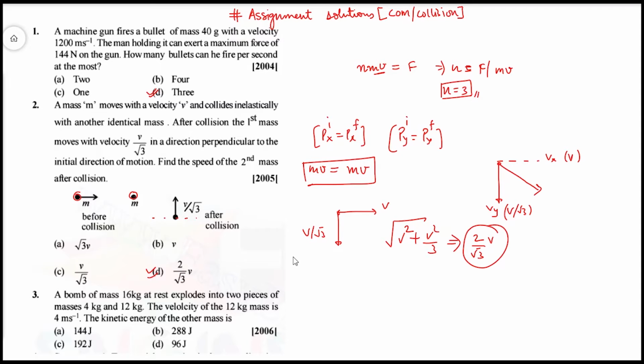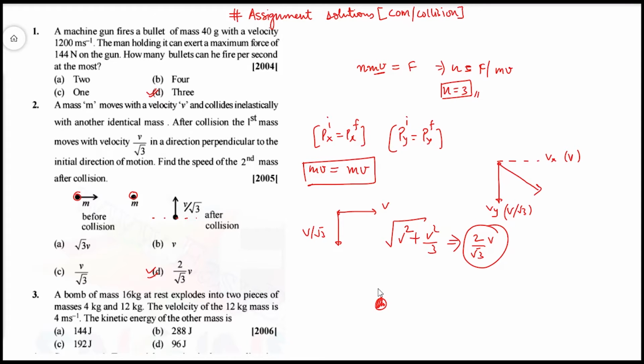Okay, so this is option number D. And let's move on to the third problem. A bomb of mass 16 kg at rest explodes into two pieces of mass 4 kg and 12 kg. The velocity of the 12 kg mass is 4 meter per second. Find the kinetic energy of the other mass. Okay, so this is basically again conservation of momentum.